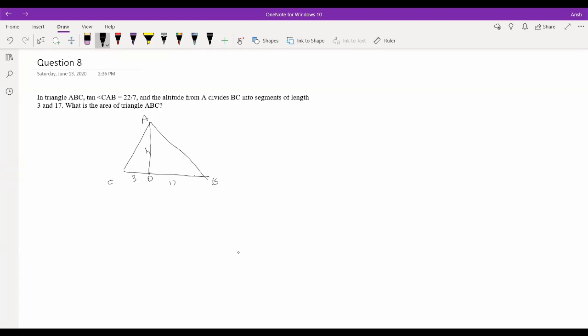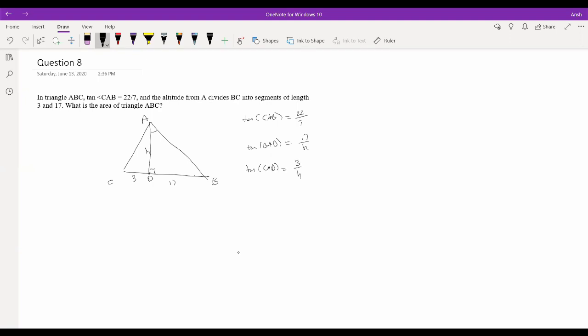So we know that BD is equal to 17 and CD is equal to 3. We also know that tangent of CAB is equal to the given, which was 22/7. So we can also figure out tangent of BAD. Since ADB is a right triangle, since AD is perpendicular to BC, we have tangent of the angle BAD is 17/h. And we do the same with angle CAD. We get tangent of CAD is 3/h.